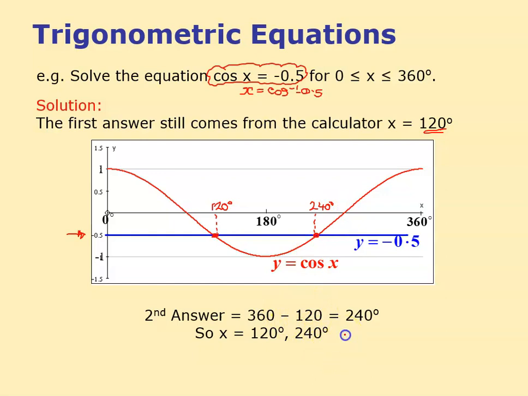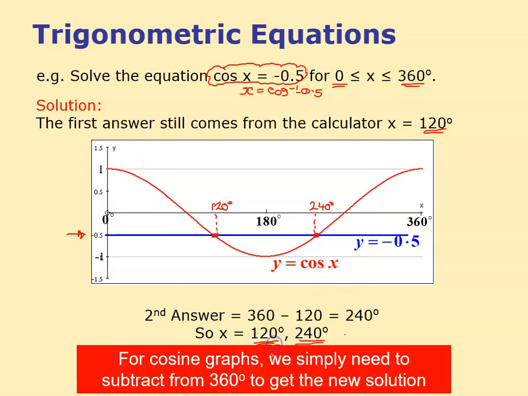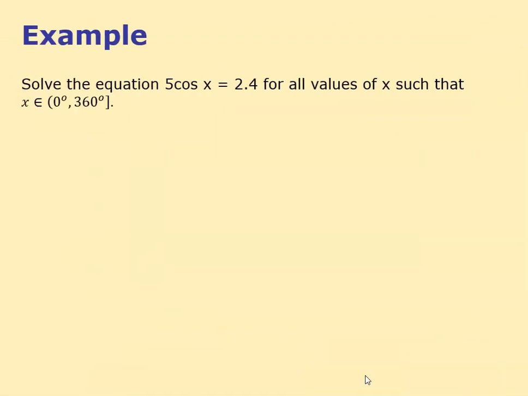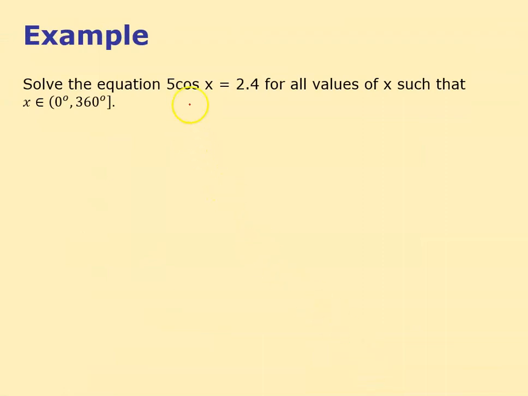But again, after a while, you start to realize, well, first of all, you need to write both answers, because again, it wants all the answers between 0 and 360. But you start to realize there's a rule. For cosine graphs, we simply need to subtract our first answer from 360 degrees to get the new answer. This is what we do. And these are beginning to sound like a set of rules almost. I've got a cos question now. So we've actually got the cos rule.